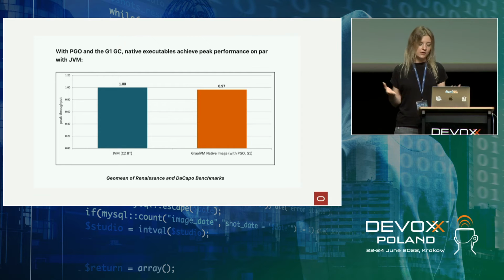And here you can see we ran a wide range of benchmarks, Renaissance and the DaCapo benchmarks. With PGO enabled and G1 GC enabled, you can get really close to the performance of running on HotSpot VM. So you're not losing much in terms of peak performance, but you get significant benefits in terms of startup and resource usage.